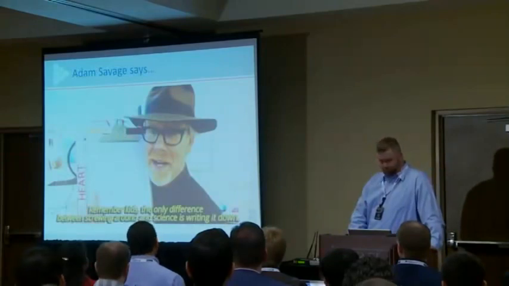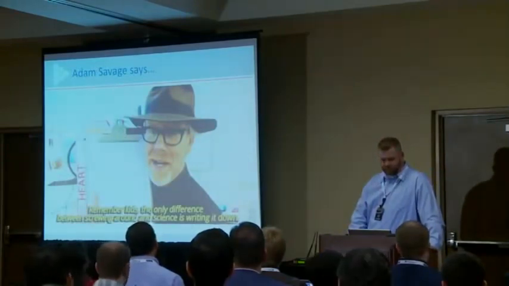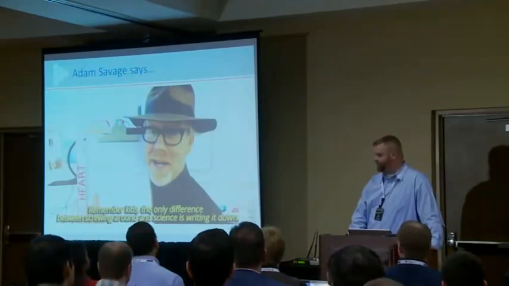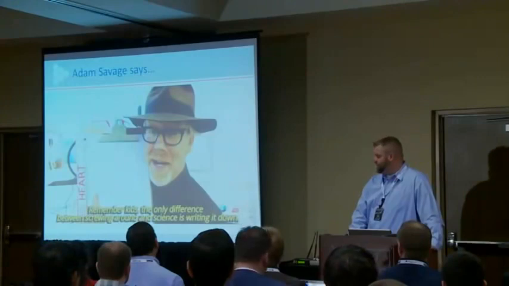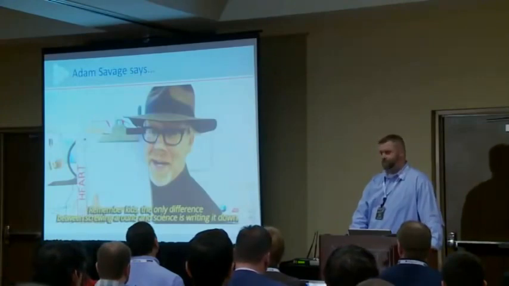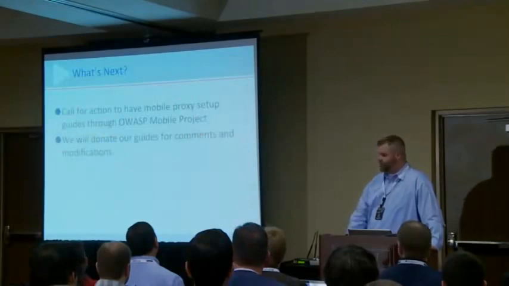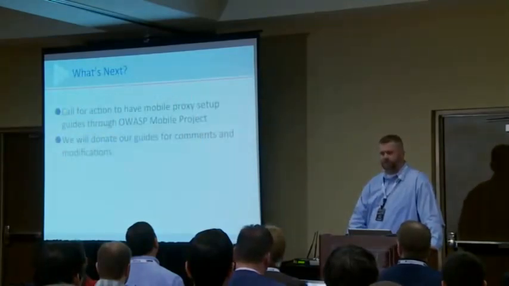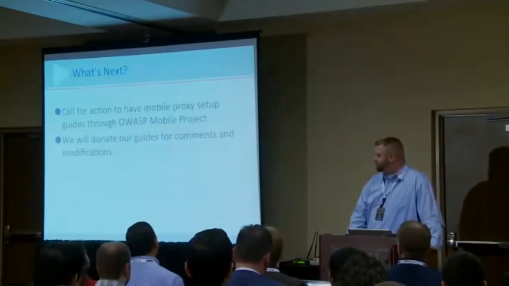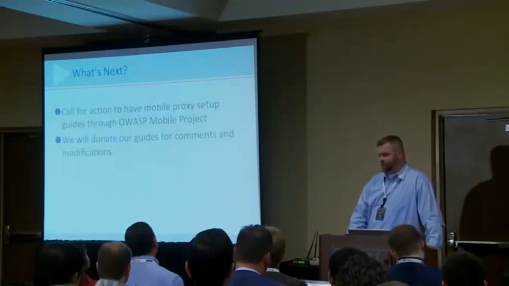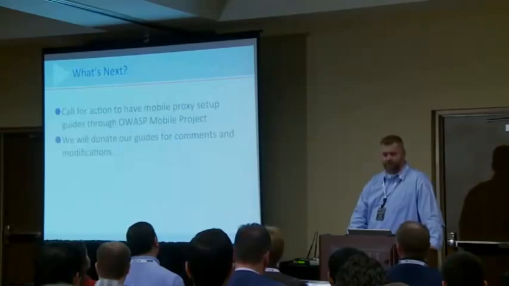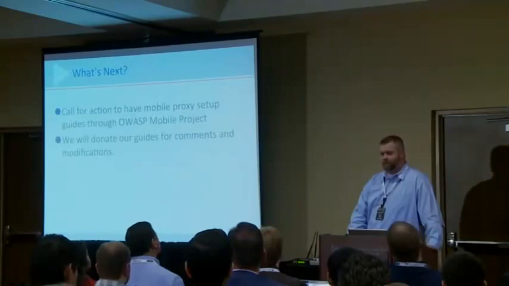Now, here's where we come in, and OWASP should come in. The only difference between screwing around and science is writing it down. Like I said, there are thousands of guides out there on how to do this. Some of them work, some of them don't. What we want to see is this as part of the mobile project, and I'll talk to Jack about this, providing these guides so we don't have to waste days at a time trying to set up proxies, because that's not the point. The point is to test the apps and make sure they're as secure as can be. Right now, we have internal guides that we're going to donate to at least get the ball rolling, and then anything else anyone else has seen, we can add and modify at that point.